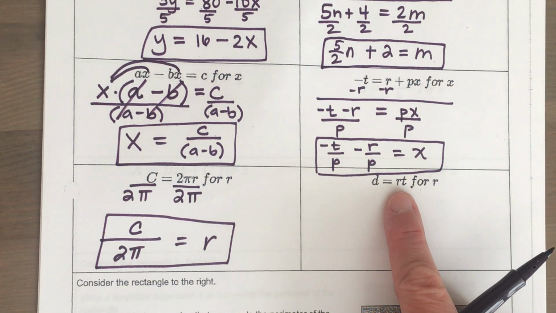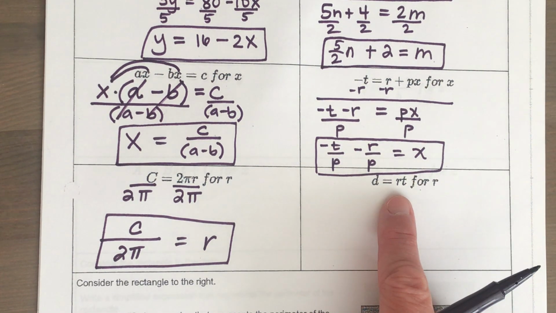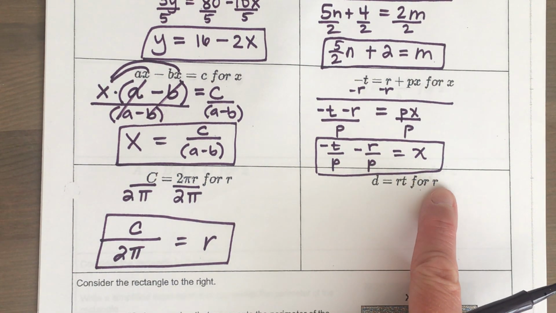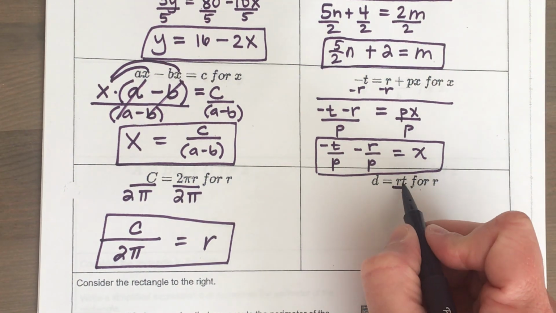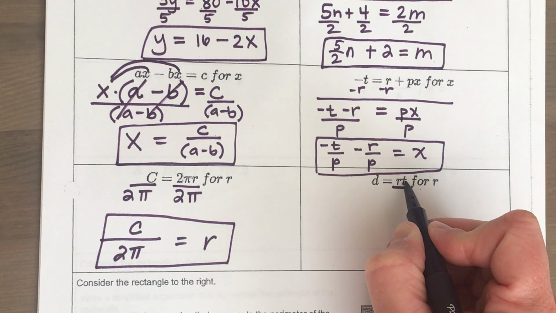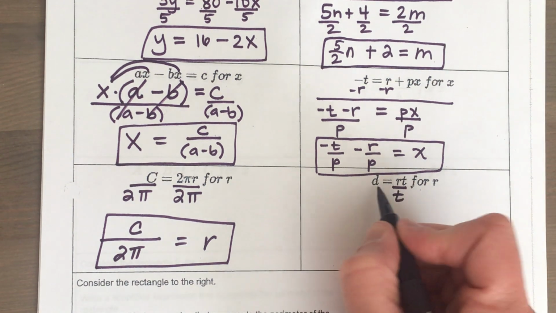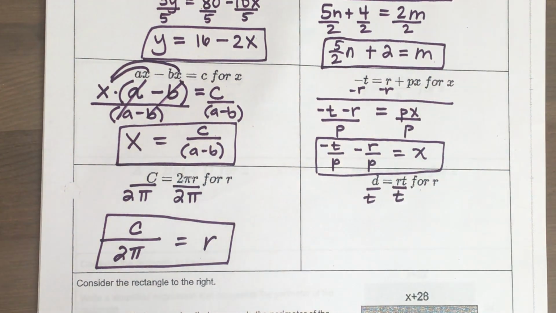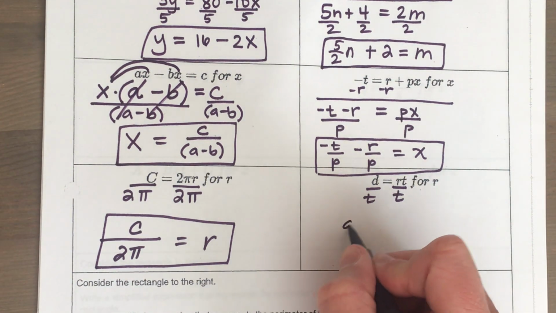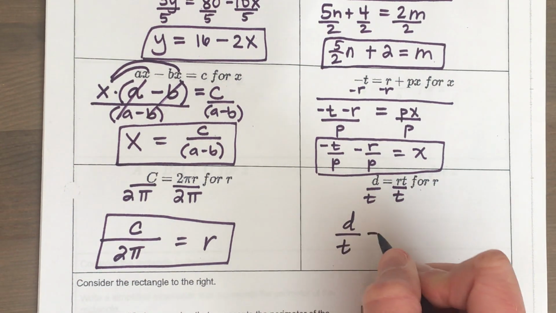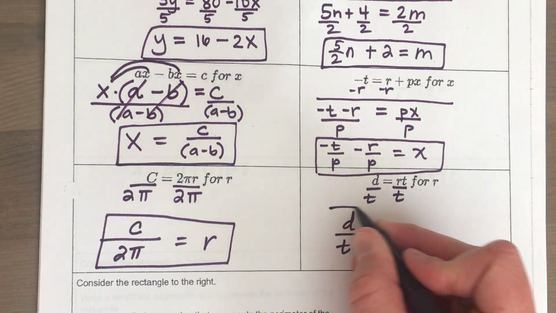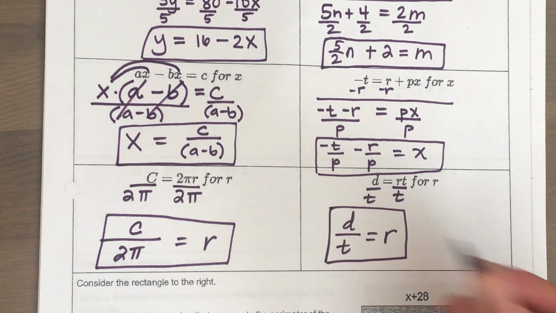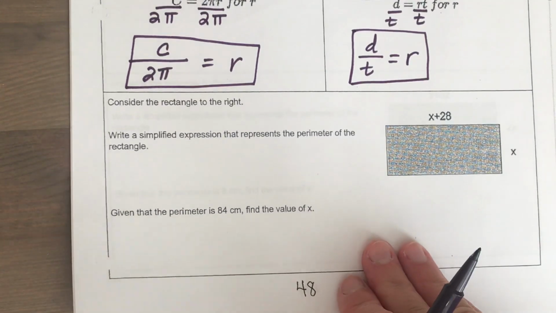For the last equation, distance is equal to rate times time. If I'm going to solve for the rate, if I want to get R all alone, I need to undo that rate is times the time. So I'm going to divide both sides of my equation by t. So distance divided by time is equal to the rate. Stay tuned for a word problem next.